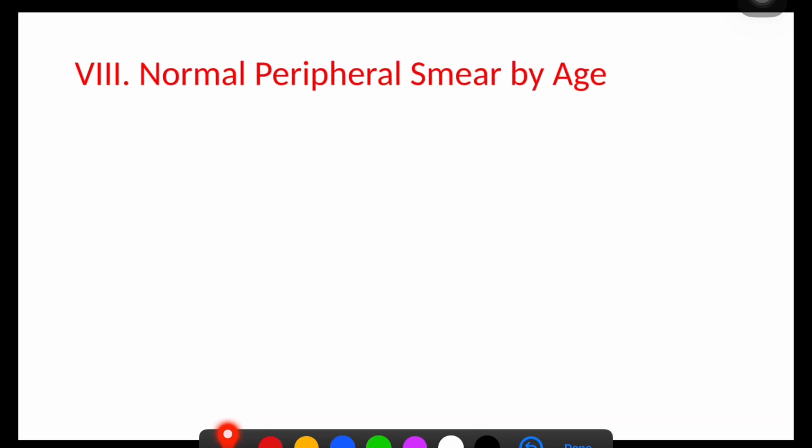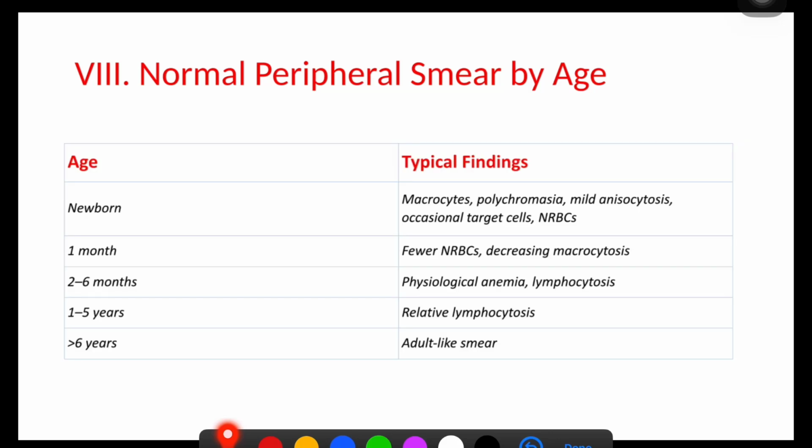Now normal peripheral smear by age, if you see, in newborn you will have macrocytes, polychromasia, mild anisocytosis, occasional target cells, and NRBCs. At the age of 1 month, few NRBCs, decreasing macrocytosis. At 2 to 6 months, there is physiological anemia and lymphocytosis. At 1 to 5 years there will be relative lymphocytosis, and at the age of more than 6 years an adult-like smear will be there.